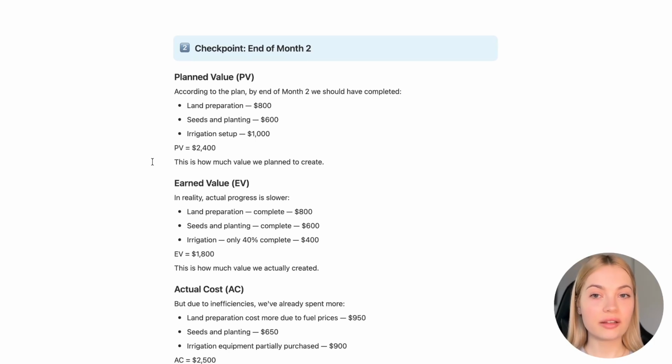Let's calculate the earned value management here. So, the planned value. According to the plan, by the end of month 2, we should have completed the following. Land preparation, $800, seeds and planting, $600, irrigation setup, $1,000. So the planned value is $2,400. So this is how much value we plan to create.